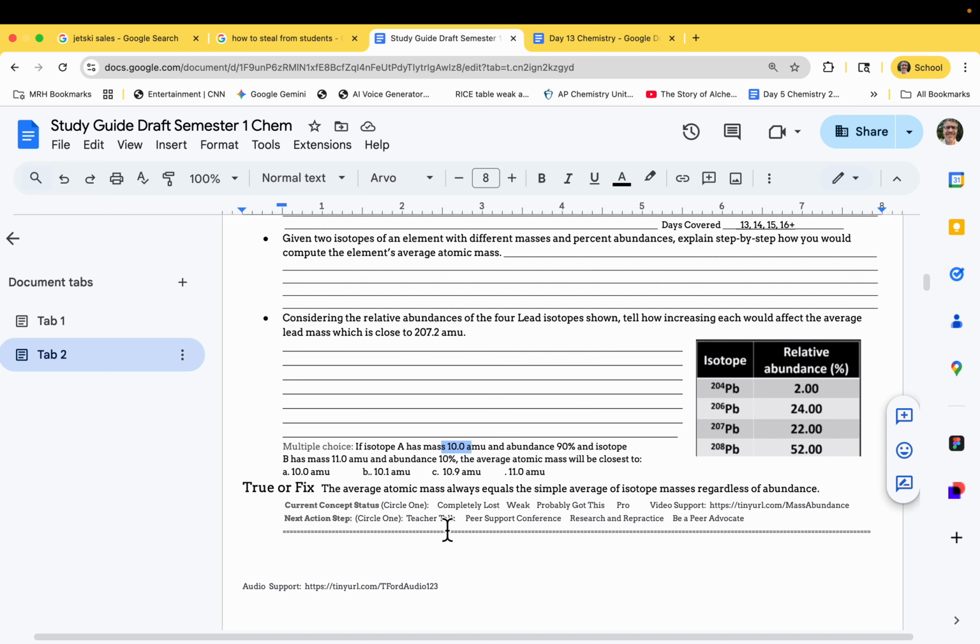True or false? The average atomic mass always equals the simple average of isotope masses regardless of their abundance. Well, no, we just talked about it. If I change the abundance, that will affect the average mass. So the average atomic mass always equals the simple average of the isotope masses regardless of abundance? No. Not regardless of abundance, but depending on their abundances.